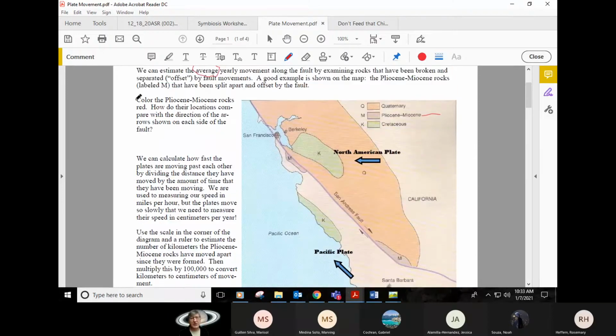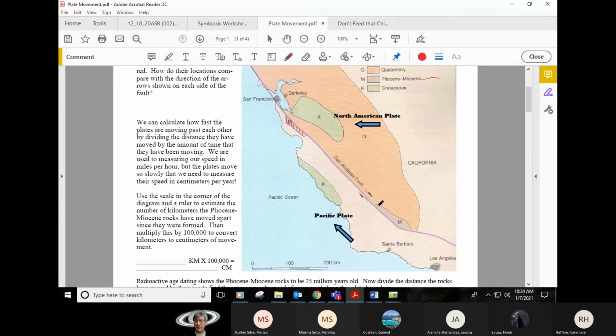So that takes us here. Color the Pliocene-Miocene rocks red. So grab your pencil. I'm just going to use red stripes on mine. So show me that you can tell where those rocks are.